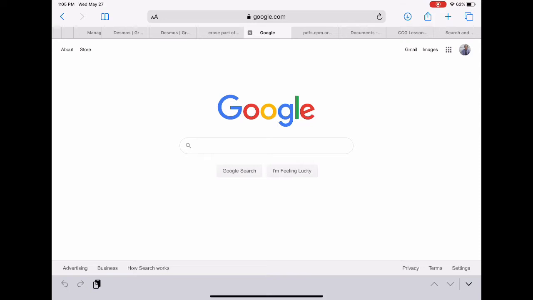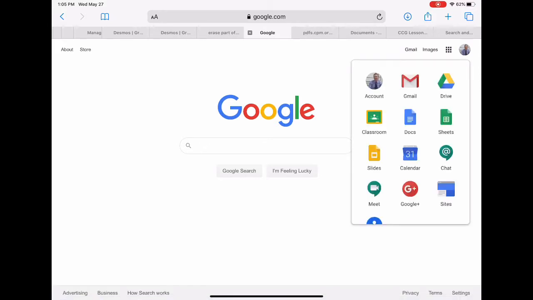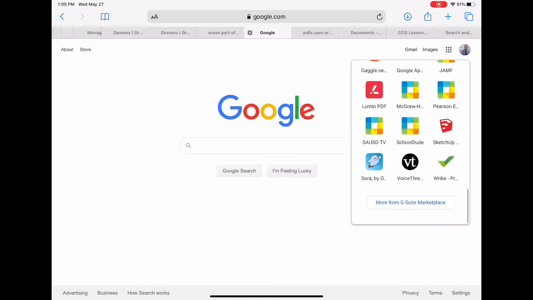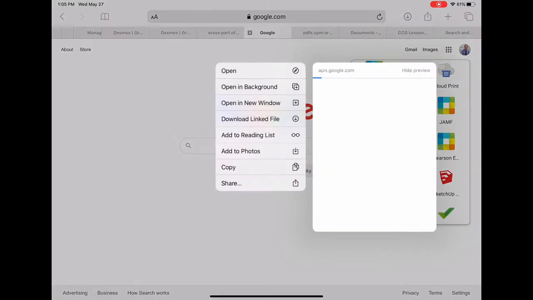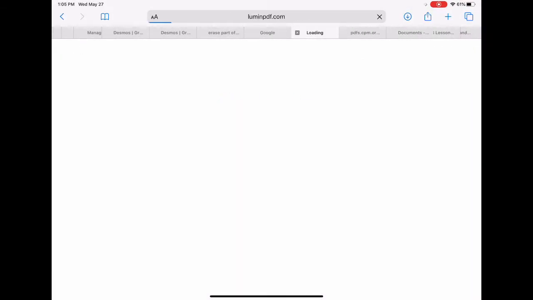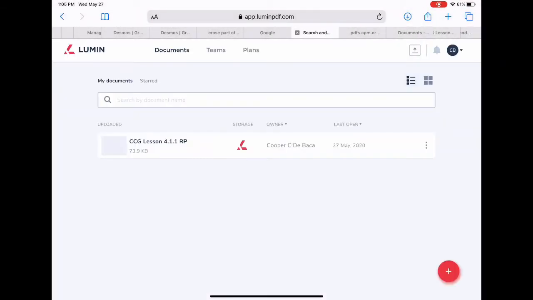so here you are at google.com, and you log in with your SAUSD Learns account, and next to your image, you click the waffle to get this menu. If you scroll all the way down, you should see Lumen PDF right here. And so click Lumen PDF, and then you're also going to log into this with your SAUSD Learns Google account. Once you've done so, you can hit the plus button.